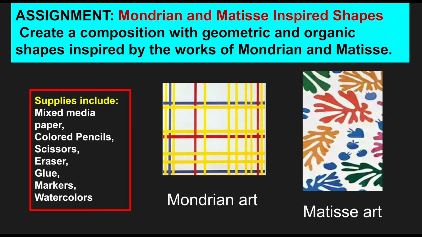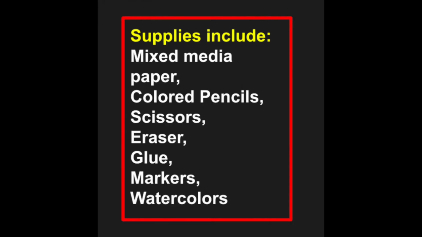Okay, students, this is an area where you may want to come back and pause because it's your assignment. You're going to do artwork based on Mondrian and Matisse together. You don't have to make it look exactly like their work. You just need to draw inspiration from them. Here are some supplies that you might need together. You might use part of them. You might use all of them. It depends on how you approach the assignment.